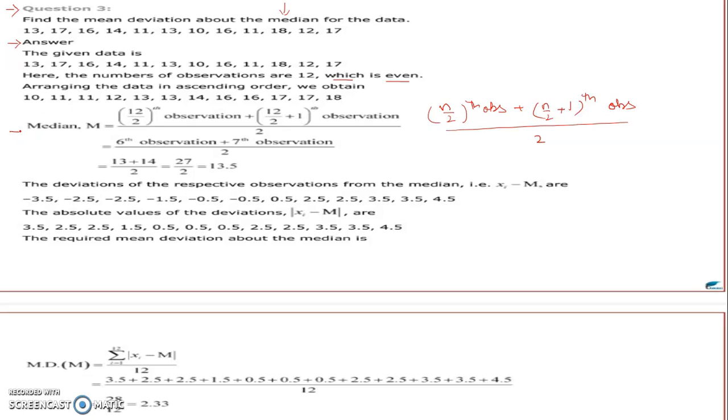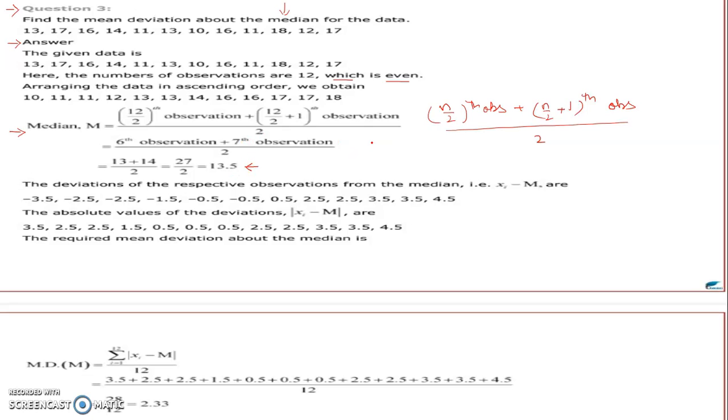For the median, I have written the formula clearly also. Median M is equal to the 12 by 2 th observation plus the 12 by 2 plus 1 th observation, which is the 6th observation plus the 7th observation. So what is the 6th observation? 1, 2, 3, 4, 5, 6, 13. What is the 7th observation? 14. So 13 plus 14 divided by 2 is equal to 27 by 2, which is equal to 13.5.